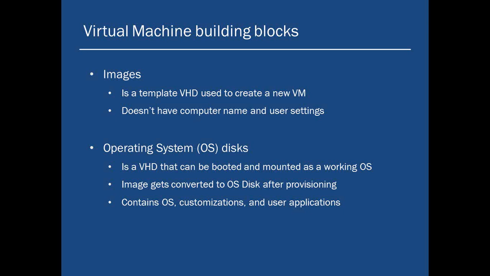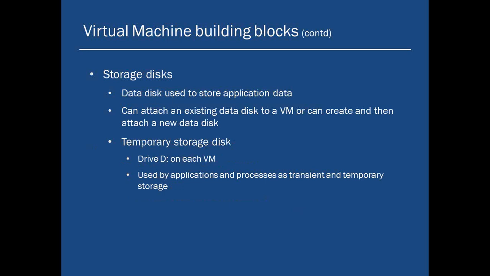This is the disk which is now ready with your OS customizations and user applications. This is that VHD file that can be booted from, or it can be mounted as a working OS. An image cannot be mounted as a working OS because it does not have the admin user, it does not have customizations. Whereas the operating system disk can be mounted or booted as a working OS. So we spoke about images, we spoke about the operating system disk. Now I think we'll have to discuss in depth the data disk, also sometimes called a storage disk.